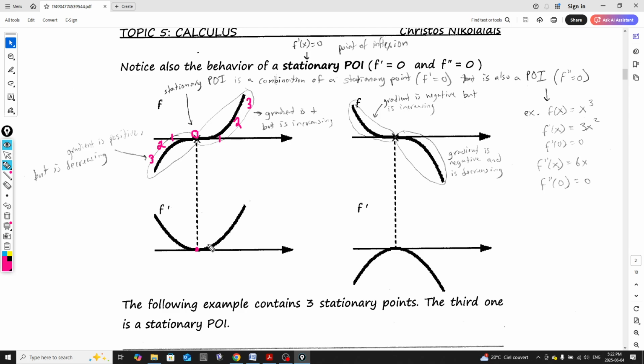Hopefully that was clear. I think I might have confused you guys a little bit here, but essentially what's happening is that you've got slopes of 3, 2, 1, 0, 1, 2, 3.